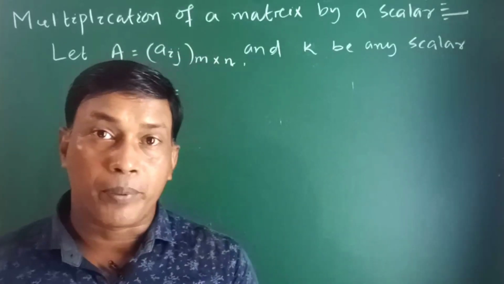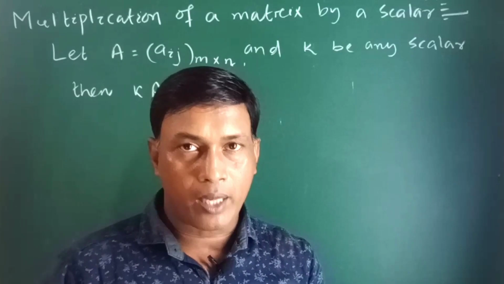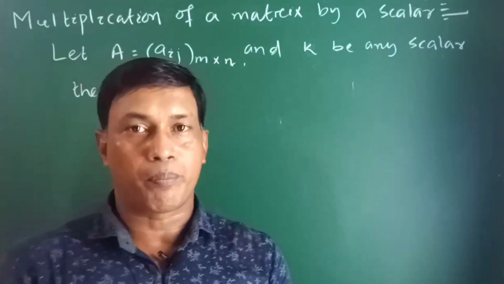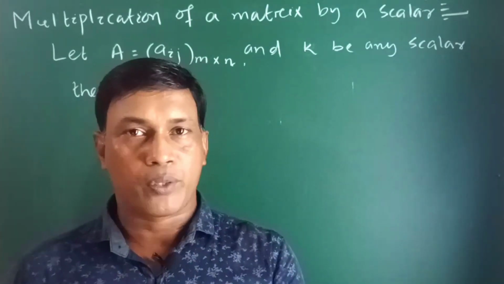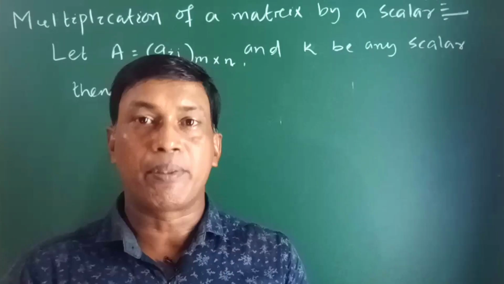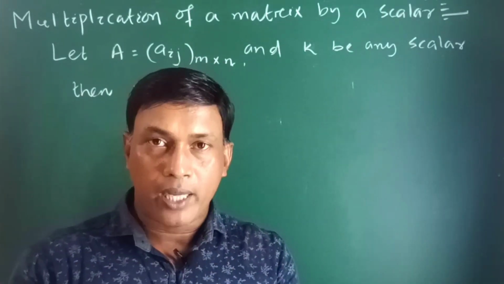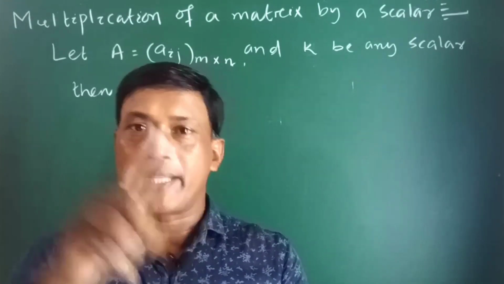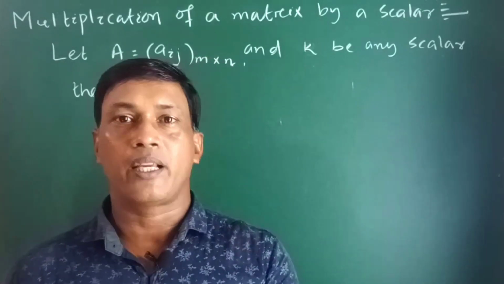Now another operation is the scalar multiplication with a matrix. How can we multiply a scalar? The scalar means real number or complex number. How can we multiply a number with a matrix? Actually matrix is an arrangement of numbers. And how can we multiply one number, one scalar with arrangement of numbers? How can we multiply a scalar with a matrix?